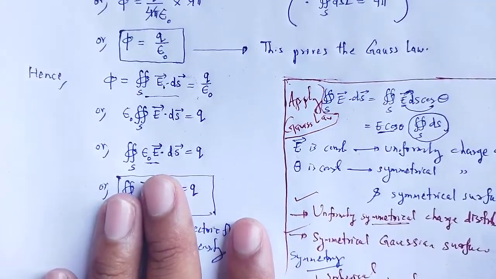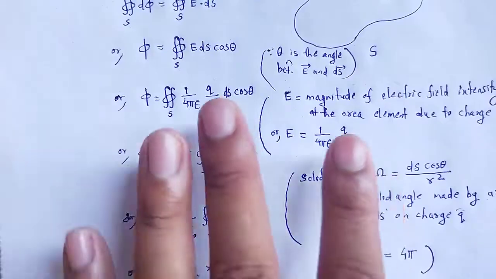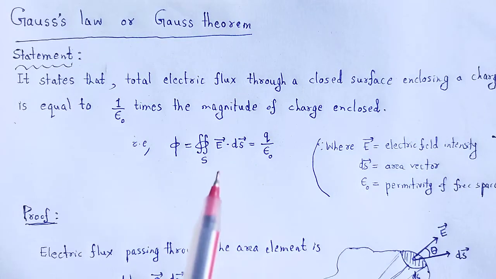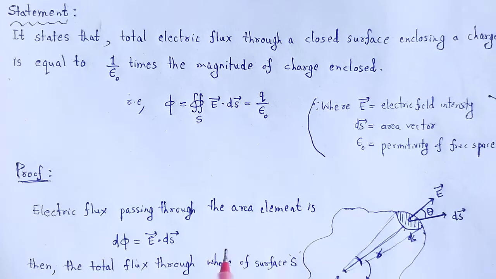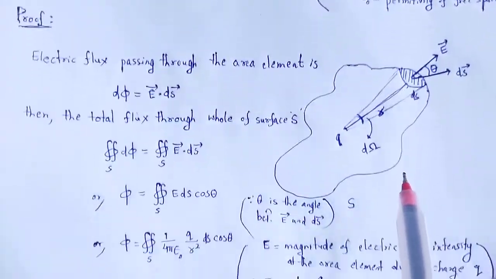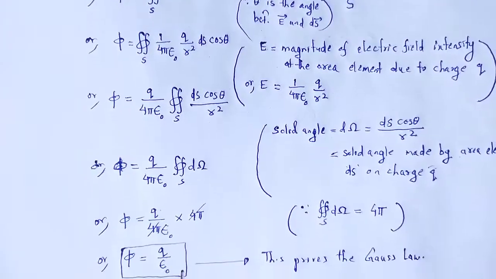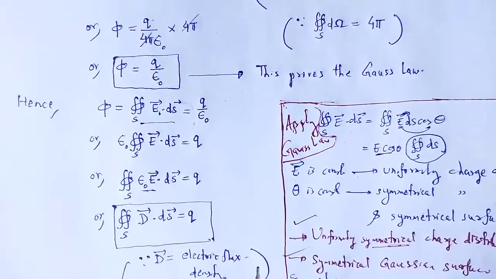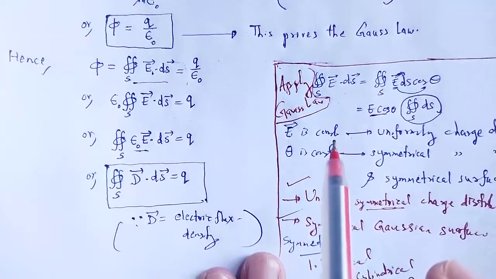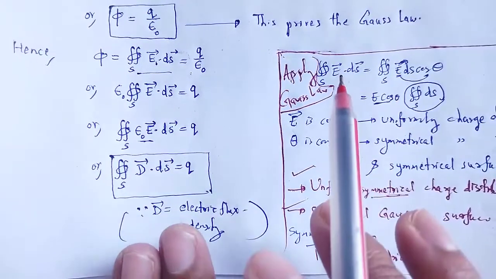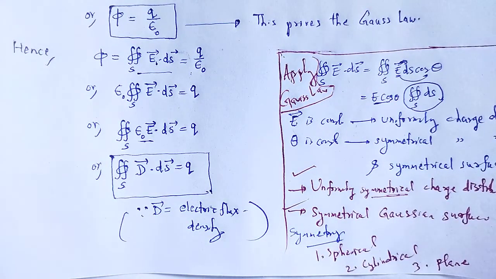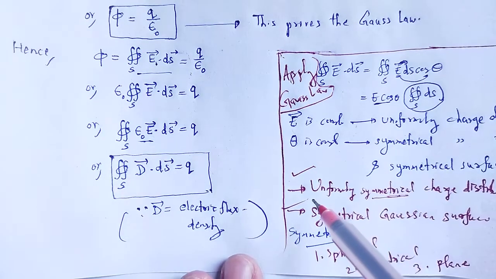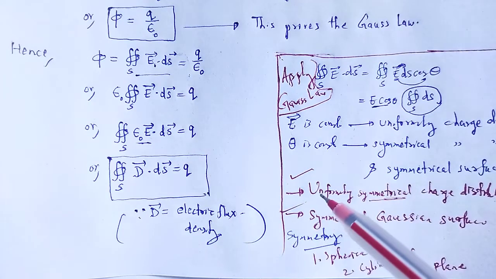So, with the help of this video lecture, we understood what Gauss law or Gauss theorem is. This is the statement of Gauss law, and we proved it in terms of electric flux density, and finally discussed when we apply Gauss law, the basic two points on which we can apply it.